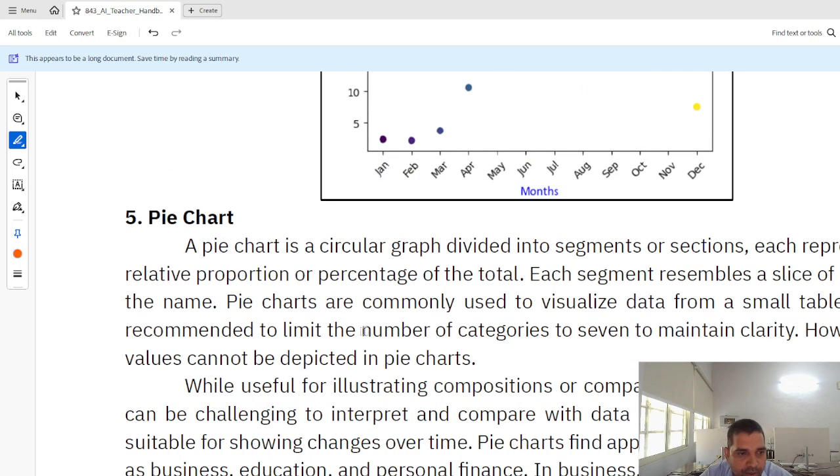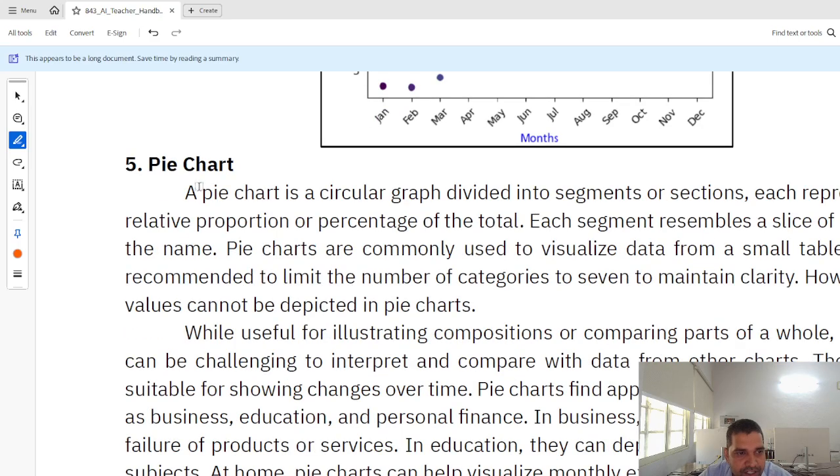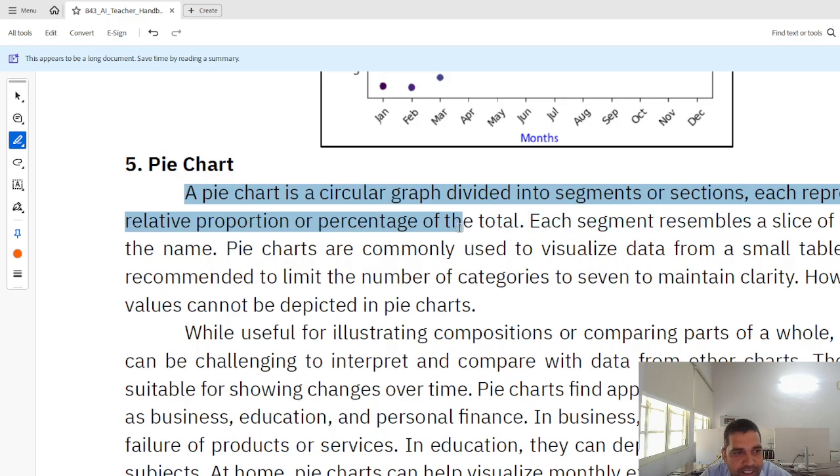Similarly, students, we can plot a pie chart. A pie chart is a circular graph divided into segments or sections, each representing a relative proportion or percentage of the total. Each segment resembles a slice of pie, hence the name pie chart. Pie charts are commonly used to visualize data from a small table. Small table data only we can represent in the pie chart. Big data, don't use it for the pie chart.